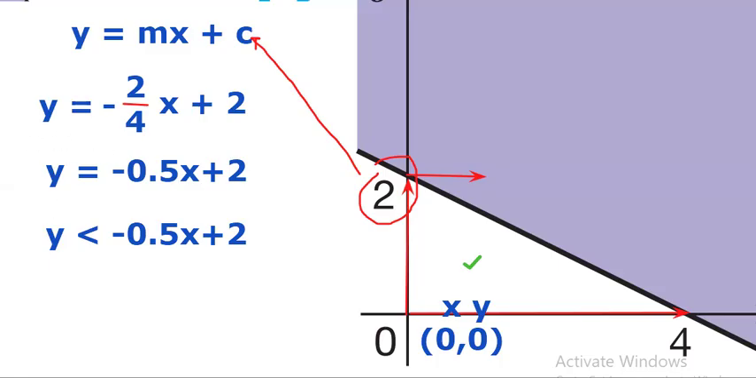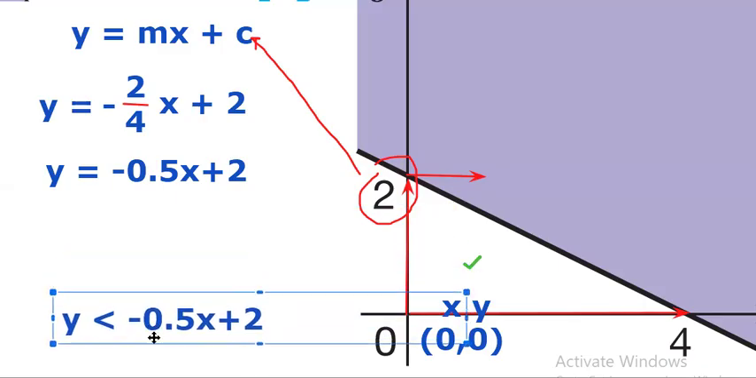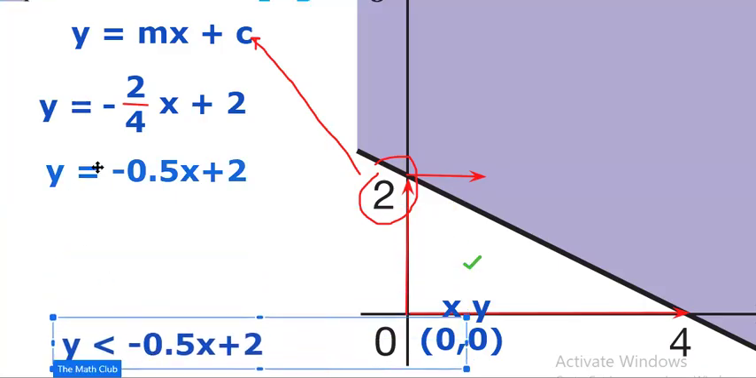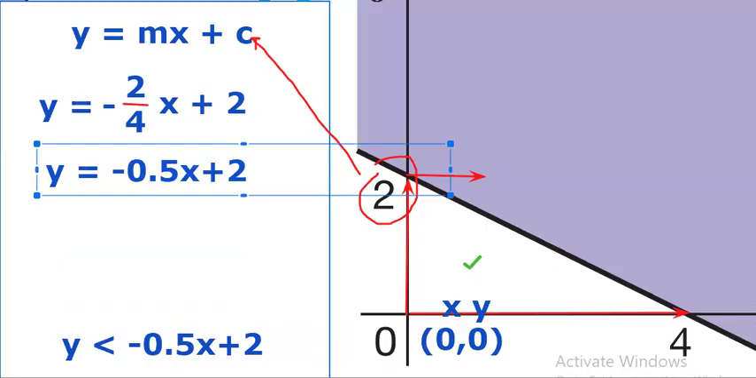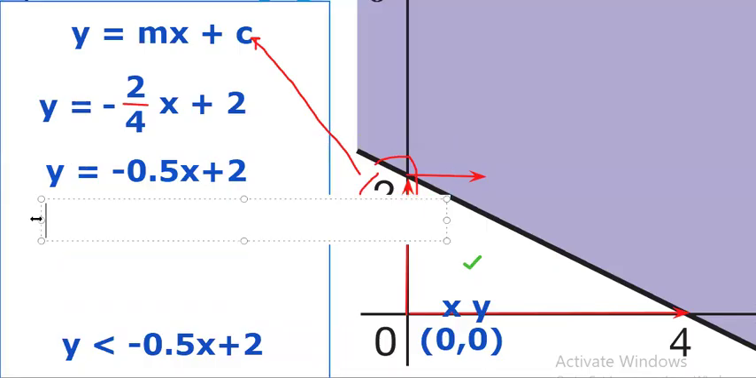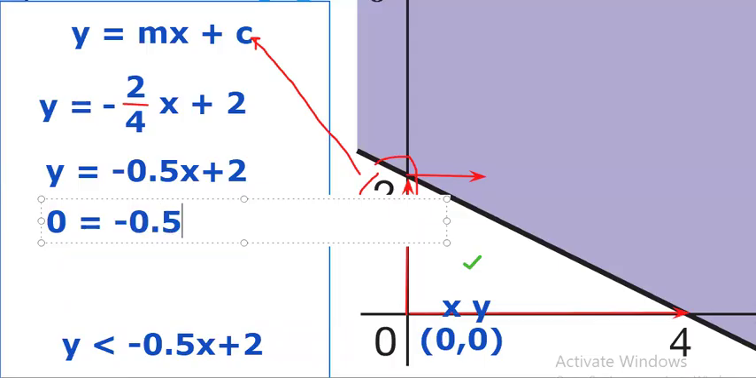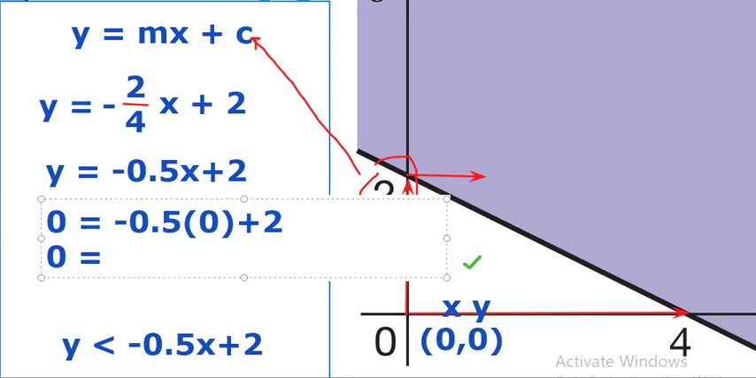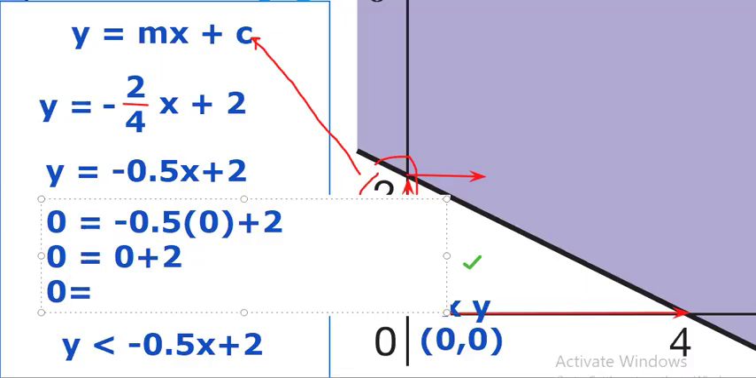Let me take this down first. I'll check if the answer is right. Now we're going to plot them here, okay? So I'm going to say 0, and I'm looking for a sign here. So I'll write equal and then check, okay? Negative 0.5 multiplied by 0, and then plus 2. Now anything multiplied by 0 is going to be a 0. So 0 will equal 0 plus 2. So 0 will equal 2.